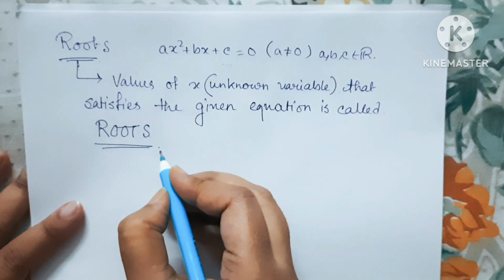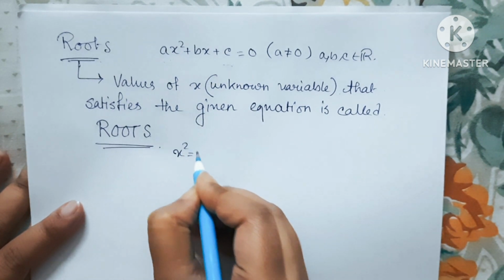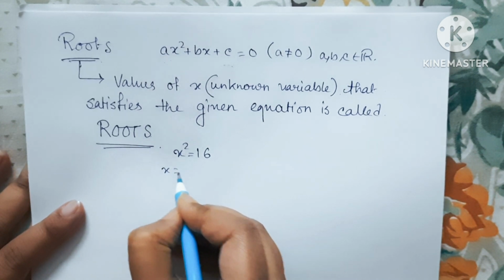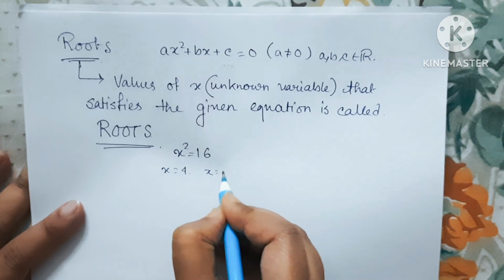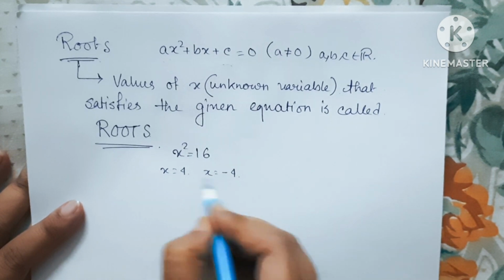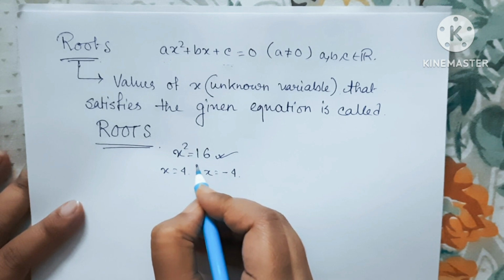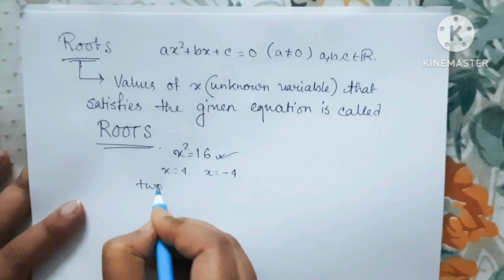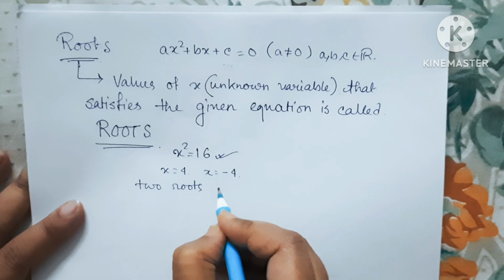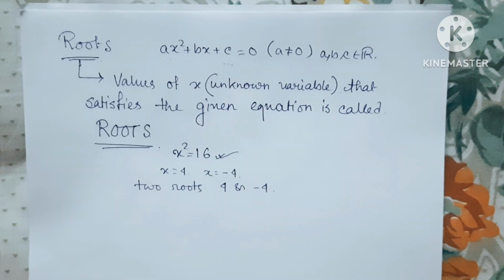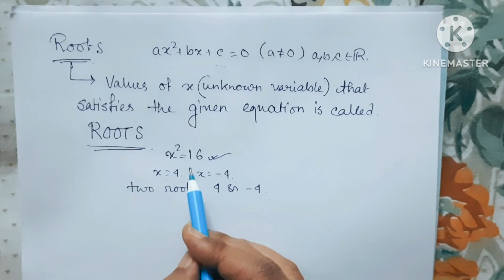Suppose x equal to 2 satisfies this equation, then x equal to 2 is a root of this equation. Okay, now suppose x square equal to 16. Now we all know that 4 square equal to 16. So x equal to 4 and x equal to minus 4 both satisfy this equation. So this equation has two roots, 4 and minus 4, because x equal to 4 and x equal to minus 4 satisfy the given equation x square equal to 16.